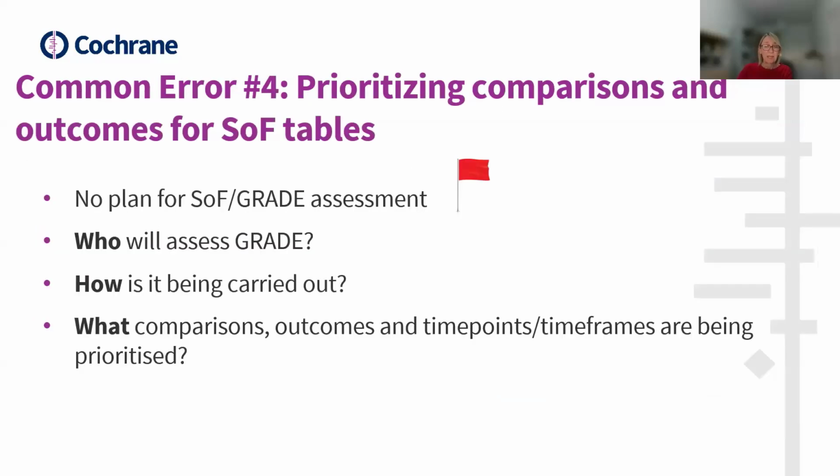Authors should provide a clear plan to present only the most important comparisons, outcome measures, and time points in the SoF table, ensuring one table per comparison, making sure that outcomes are consistently worded between the sections of the protocol, and that at least one adverse effect is included to provide a balanced review of benefits and harms.